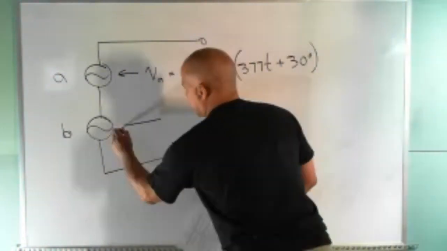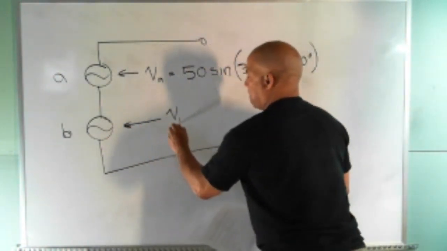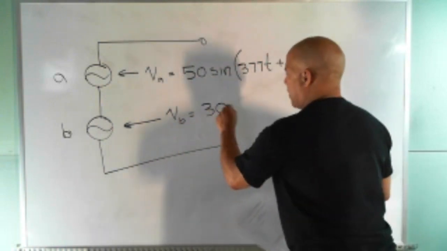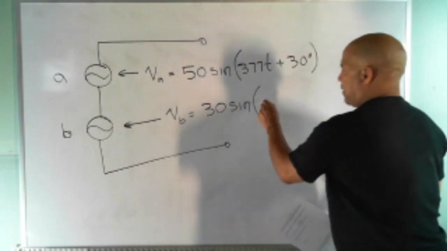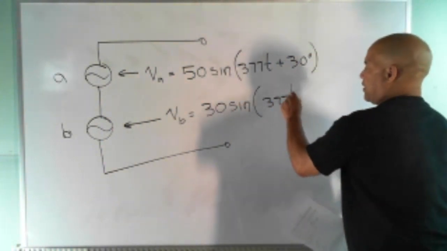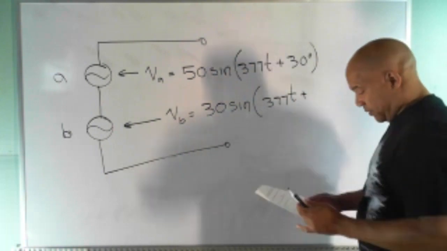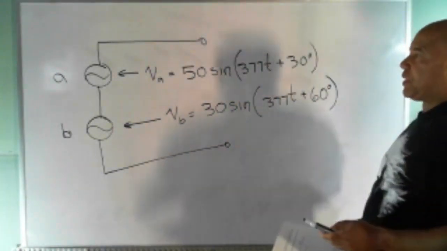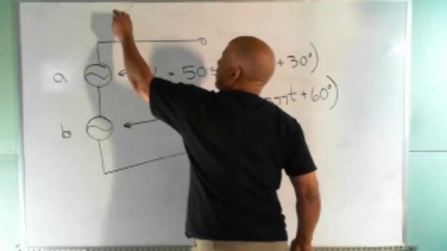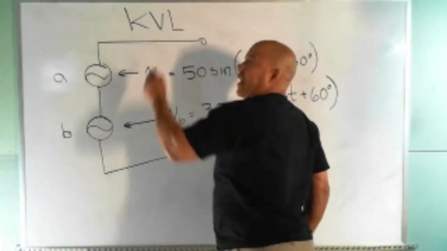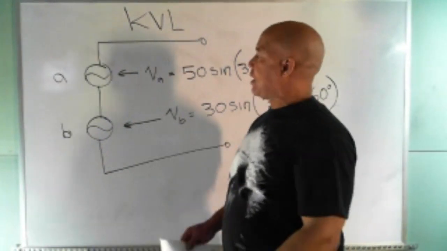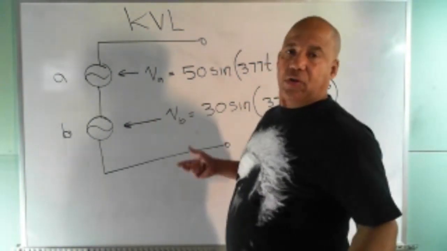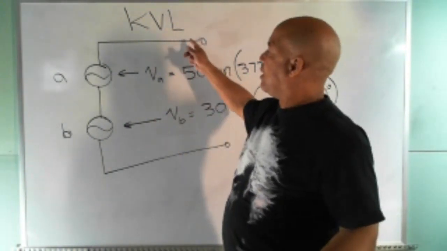And they give you this voltage, VB, which is 30 sine(377t + 60 degrees). And what they want you to do is apply KVL. Now that's a DC thing. KVL is DC. Kirchhoff's voltage law says that if I have 2 sources together, I should be able to add them and come up with the total voltage. So that's a DC thing. So how would I do that?